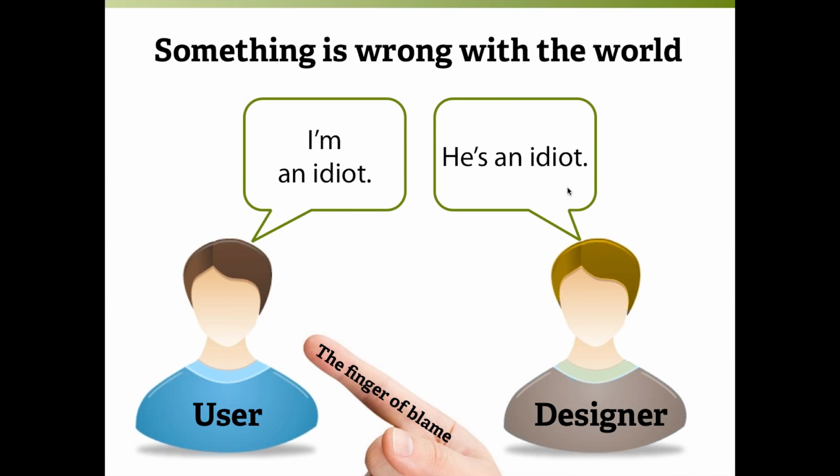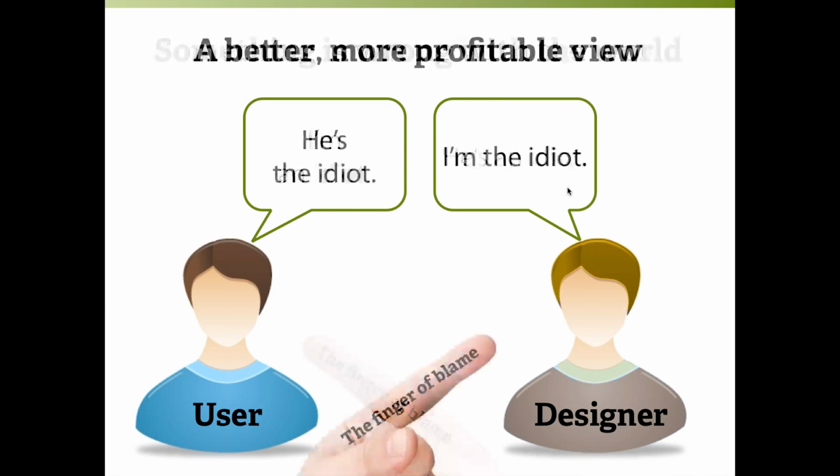But what I'd argue is that a better, much more profitable view is for the finger of blame to always point to the designer. So the users should be thinking the designer's an idiot, but they don't for some reason. And if they did, maybe designers would be a bit more receptive. But in particular, very few designers blame themselves when the users can't use things. The designers normally say, well, we've designed it right. It's the users who are so stupid they can't use this stuff.